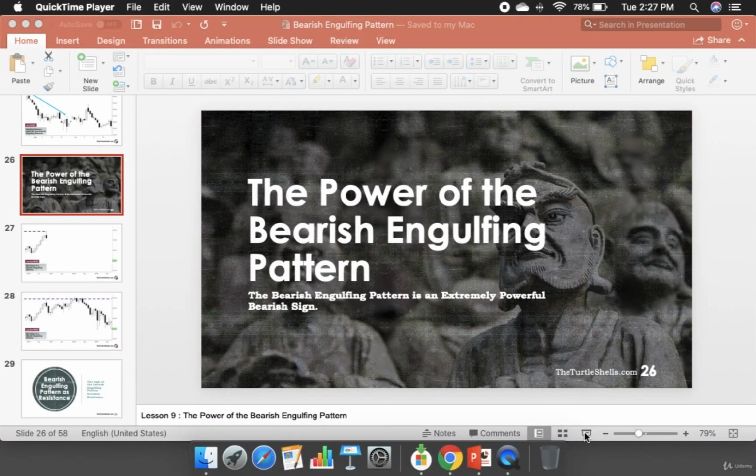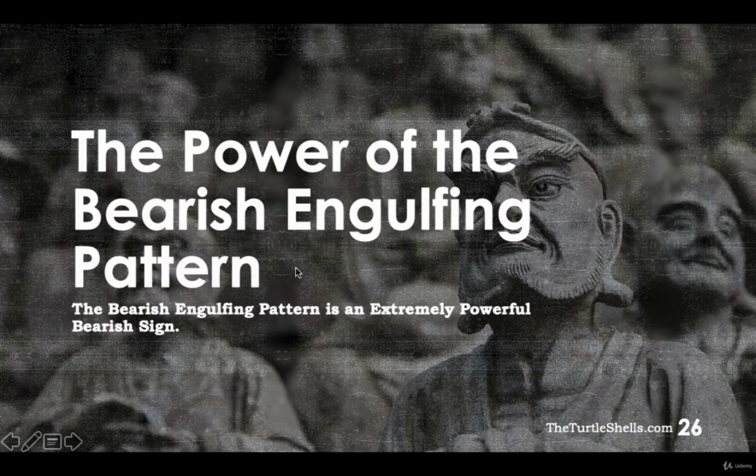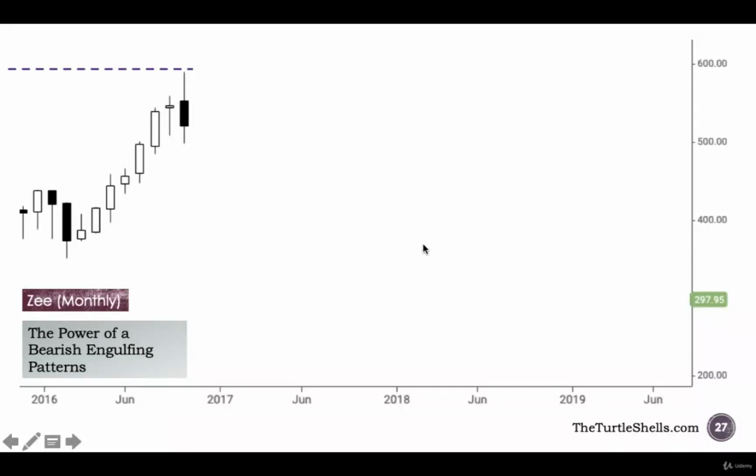Alright, now let us have a look at the power or the strength of the bearish engulfing pattern. The bearish engulfing pattern is an extremely powerful bearish sign. This is one of my favorite charts in this section. I wanted to show you this. That's why I included this in the power of the bearish engulfing pattern. So this is a monthly chart. Okay, so I like higher time frame charts. The bigger the time frame, the more is the probability that the trade will work out in our favor.